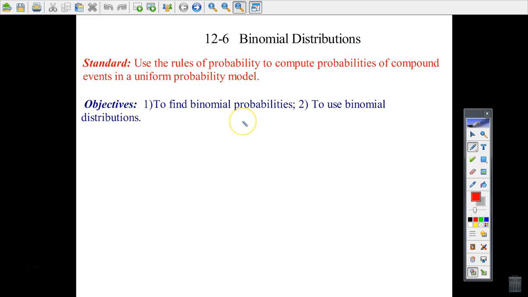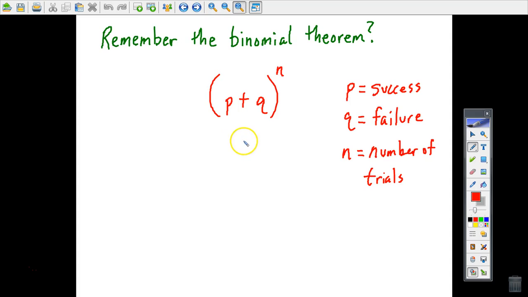Probability problems that involve two possible outcomes, an outcome of success or an outcome of failure. So that's really what we're going to be doing again in this lesson. It's called binomial distributions, but do you remember how the binomial theorem works when we're using it to calculate probabilities of two possible outcomes? P stands for the outcome of success, and Q stands for an outcome of failure.